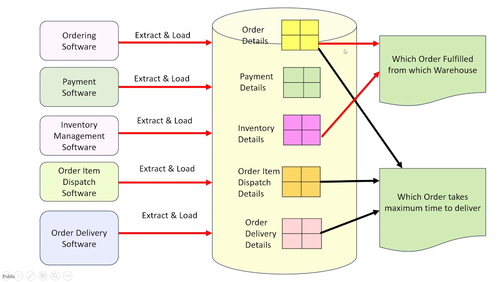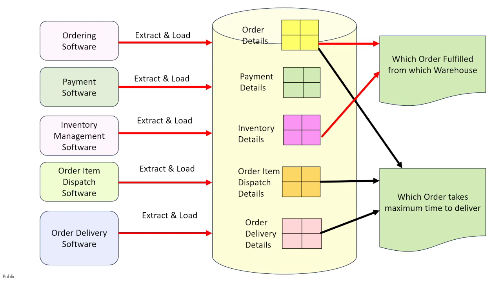We store it in different tables. So you can see I've just marked the order tables, payment details table, inventory tables, and order item dispatch table and order delivery tables. So at a high level, you can think these are the five key tables where we are continuously taking the data from the source systems and populating these tables.